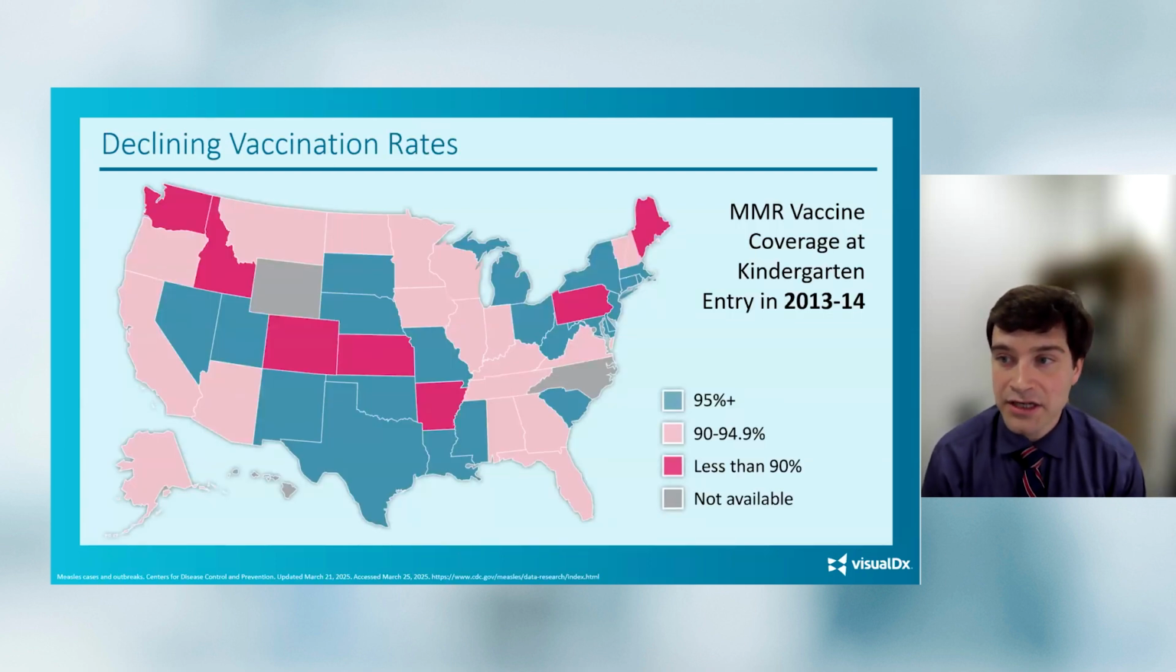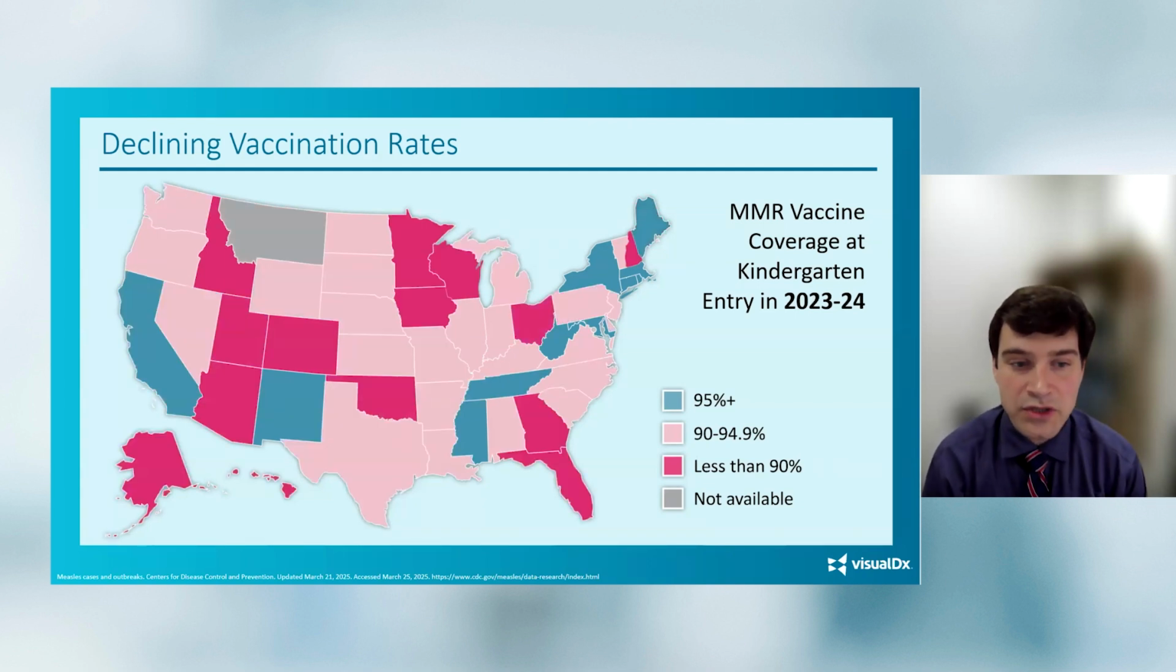Unfortunately, there have been declining vaccination rates, the MMR vaccine that we've seen all over the country. This figure here from CDC is showing the MMR vaccine uptake rates at kindergarten entry grouped by state. First here in 2013, 2014. In this figure, blue represents 95% or more having received the vaccine, which is the target that we set to try and achieve that herd immunity threshold. And you can see how most states did meet this threshold back in 2013, 2014.